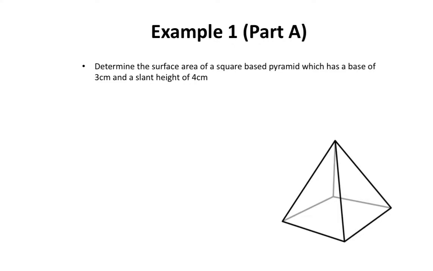In our first example, we want to determine the surface area of a square-based pyramid which has a base of 3 centimeters and a slant height of 4 centimeters. The first thing you want to do is label your diagram with these numbers. So this is 3 centimeters. And the slant height is 4 centimeters.